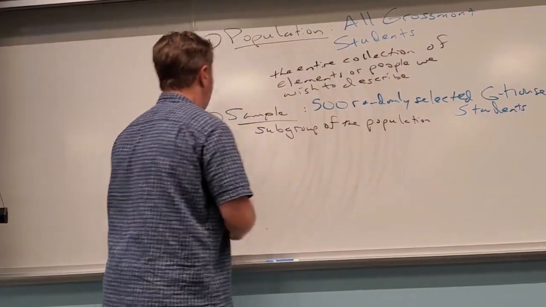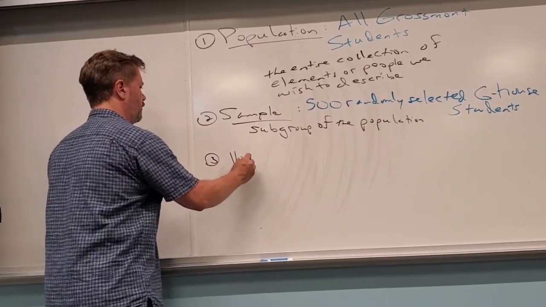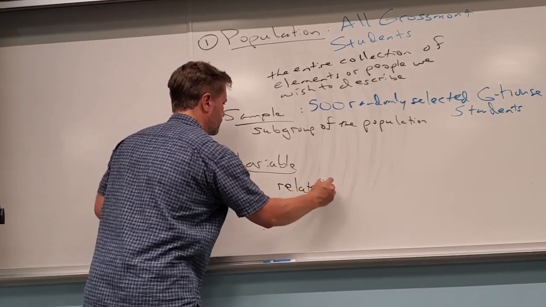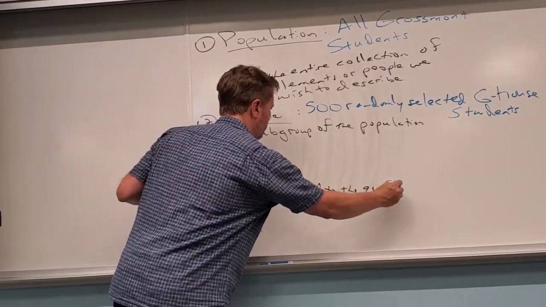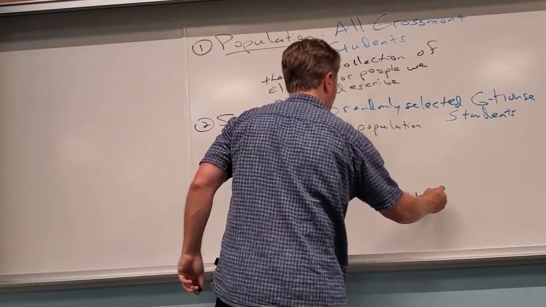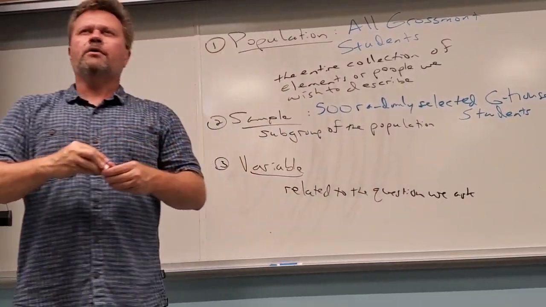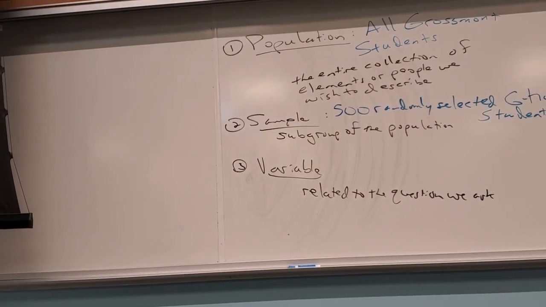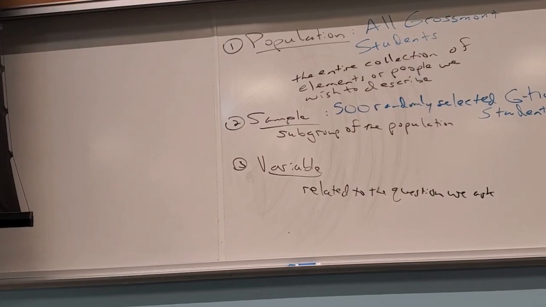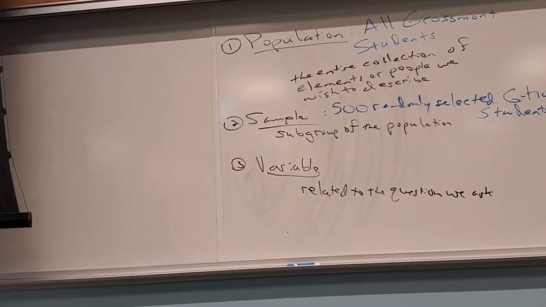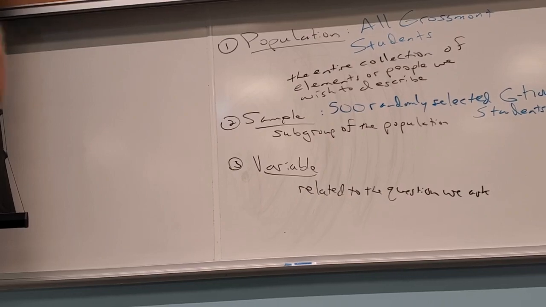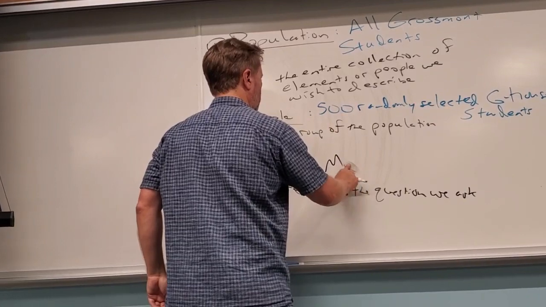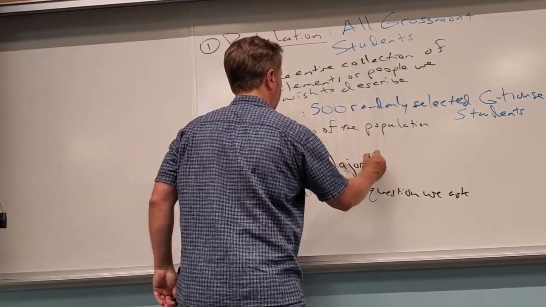The name of the thing related to the question is the variable. The variable is related to the question we ask. What question will we ask these people? Well, yeah, we could ask them, what's your major? We could also ask them very specifically, are you a nursing major? Both of those would get at this, wouldn't they? So let's go with the first thing you said. We'll ask them, what's your major? So then the variable would be major, major field of study.